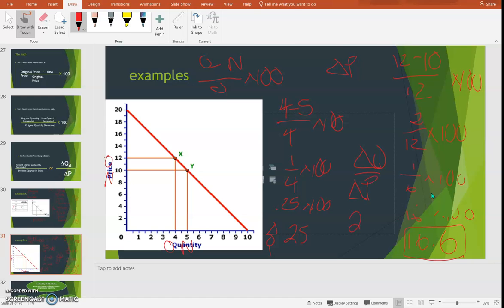And that would be 25 over 16.6. So type that into your calculator. And you get an answer of 1.5 as your final answer. So because that answer is greater than 1, that means that the demand for this good is elastic. That means that consumers are very sensitive to a price change for this particular product.